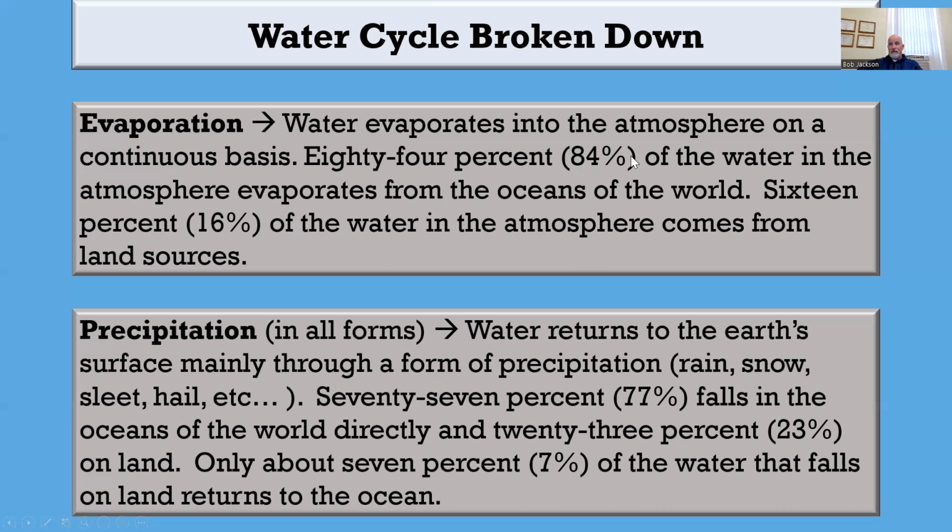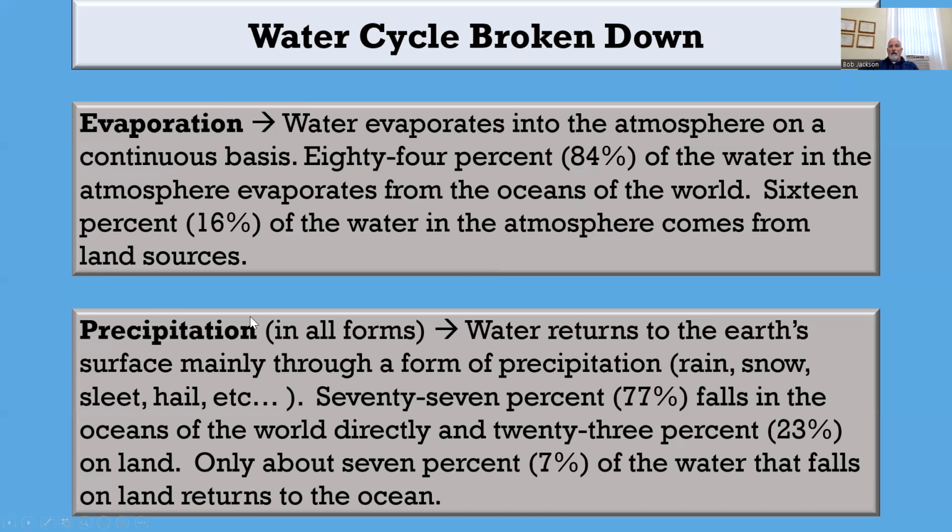Okay, 84% of water evaporated into the atmosphere all the way around the earth comes from the oceans. Only 16% comes from land. Okay, and that's where, as it rains out across the land, then you don't get as much rain in certain places because of the way it rains out. And that's where you get your deserts and so forth.